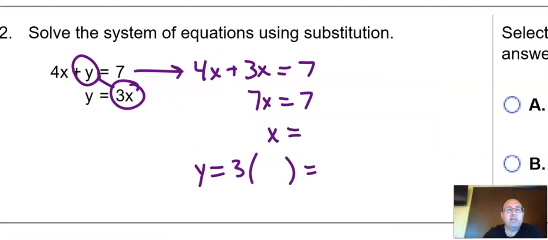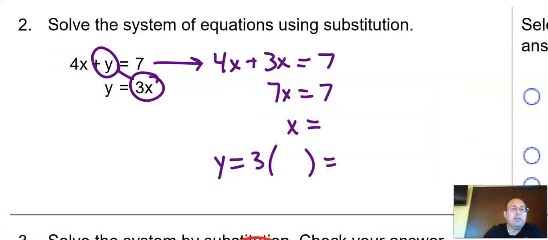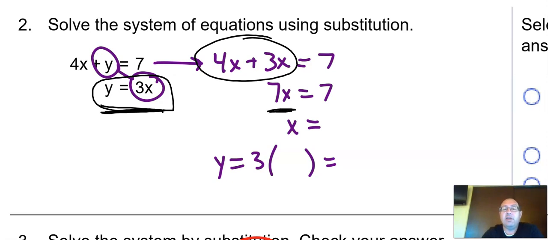Okay, so next substitution question. You can see that I took the first equation and I solved it. Well, oh, wait a sec. The second equation is already solved for y. So what I did was I directly substituted the 3x in the first equation for y, and then I could combine these things together and get 7x.